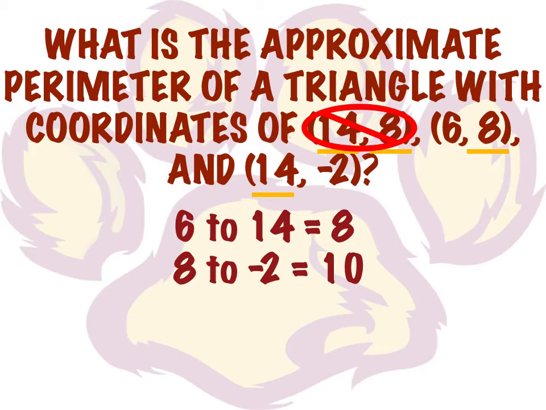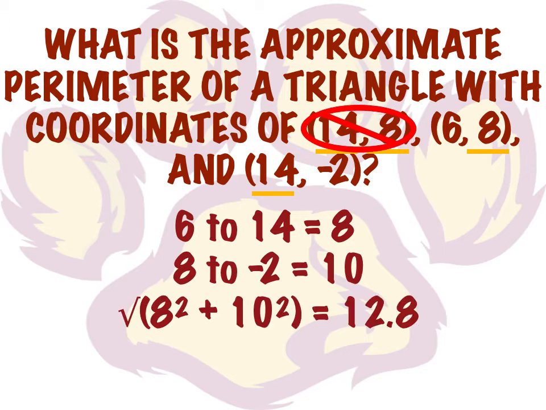So to find the change in x, we're looking at how far it is to go from 6 to 14. Well, 6 to 14 is a change of 8. And then for the y values, we're going from 8 to negative 2, which is a distance of 10. So now we're going to use that 8 and 10 as legs and find the hypotenuse. So you do the square root of 8 squared plus 10 squared, and that gives you about 12.8.